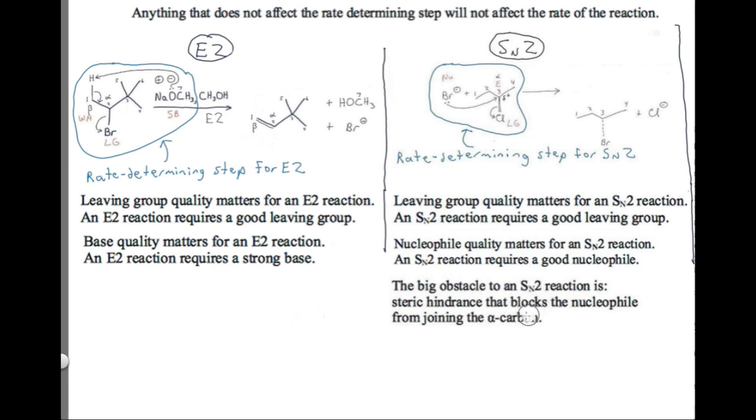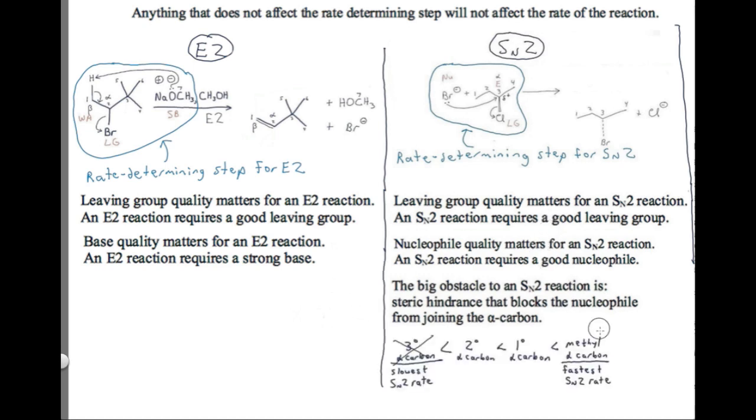So do you remember what types of alpha carbons are best for SN2 and what types of alpha carbons are worst? Primary, secondary, tertiary. How would you rank the alpha carbons for SN2? Here's the answer. Methyl alpha carbons are best for SN2 because they have the least steric hindrance. Tertiary alpha carbons are worst for SN2 because they have the most steric hindrance. In fact, SN2 is impossible for a tertiary alpha carbon. So I've crossed out tertiary here. SN2 only works for methyl, primary and secondary alpha carbons.